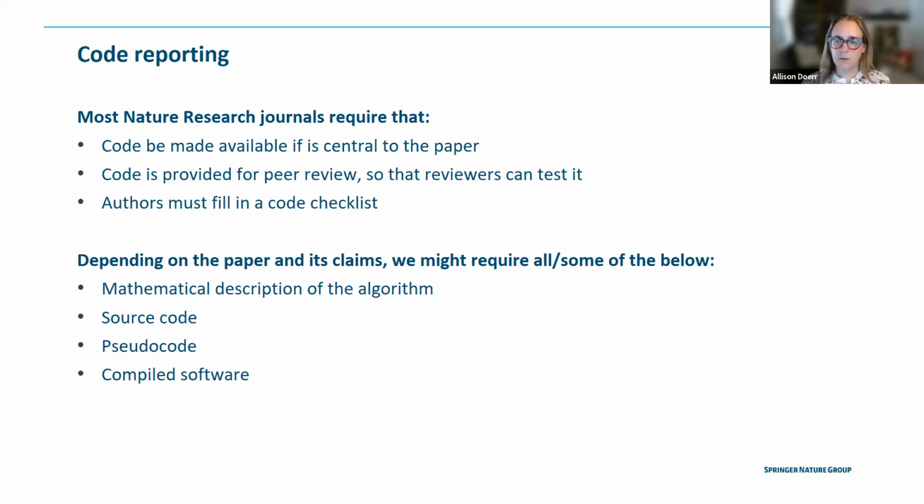Another important aspect of methods reporting is software and code. Software is being increasingly used to analyze results, especially in life sciences papers. And most Nature Research journals require that code be made available to readers if it's central to the paper. And in fact, many of the journals require that authors provide this before the peer review stage so that the reviewers can review the code and test it out with their own data if they choose.